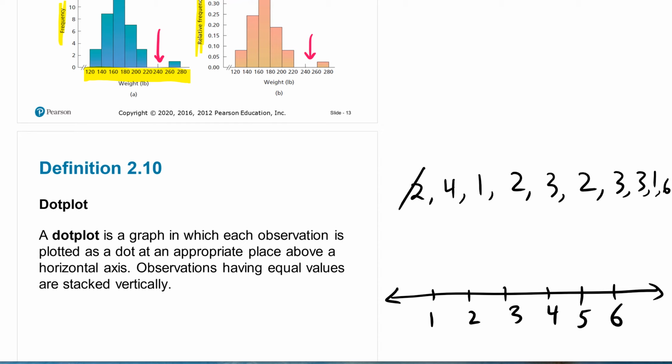2, I see 2, so we put a dot on top of 2. 4, we put a dot on top of 4. 1, there's a dot here. 2 again, we put another dot. 3, one dot on the 3. The 2, another dot on the 2. Another 3, another 3, and then 1 again, and 6 for the last one. So that's called a dot plot. Very easy plot to use.